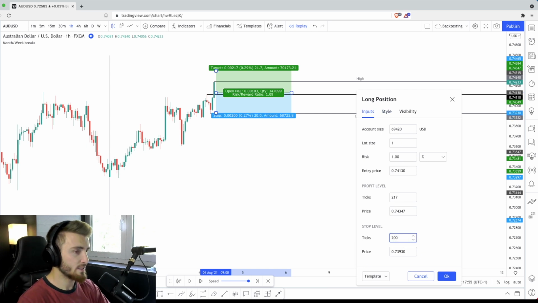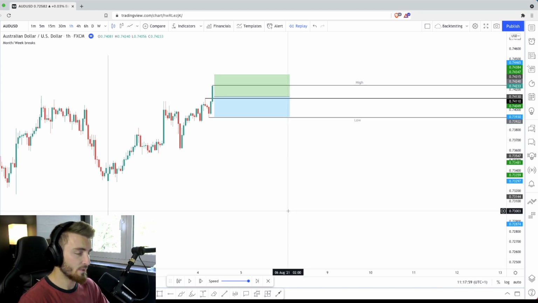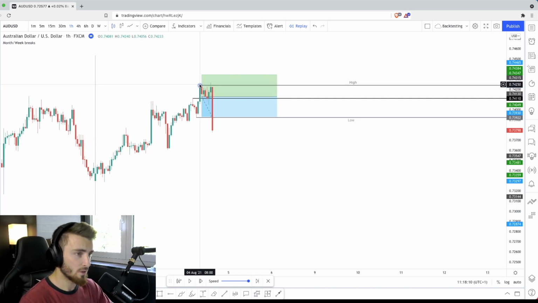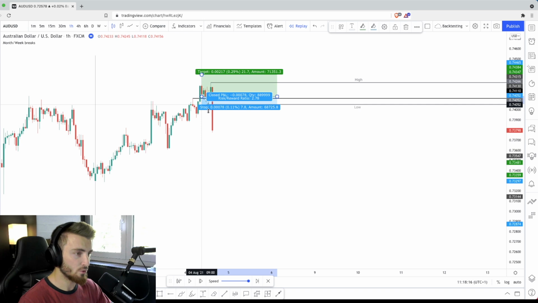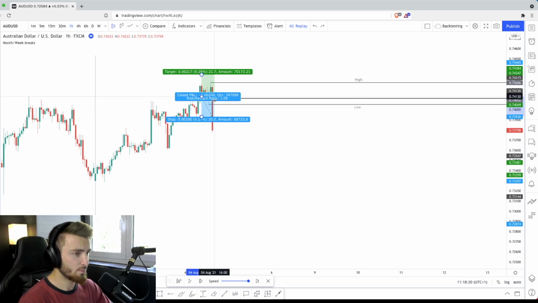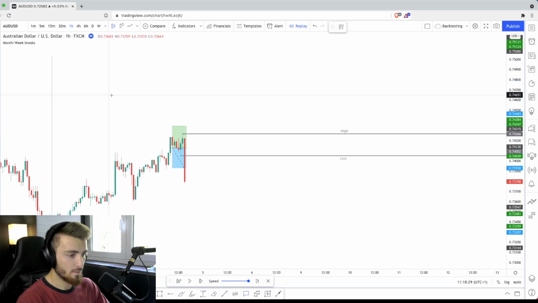If you guys want to see the reason that I'm using a 20 pip stop, make sure to check the video out where I go over what stop losses I mostly use and why. Okay, so currently we broke the high. So as soon as we broke this high, I'm managing my trades and I reduced this to 0.5%. So it was 0.5% loss that I've taken right here, and that's perfectly fine.